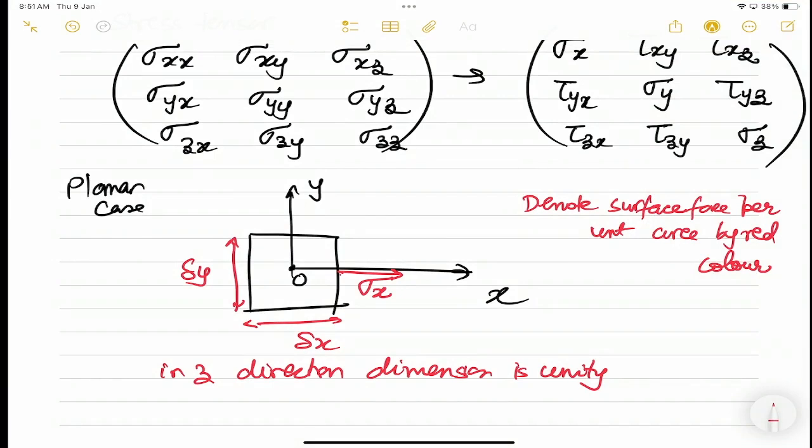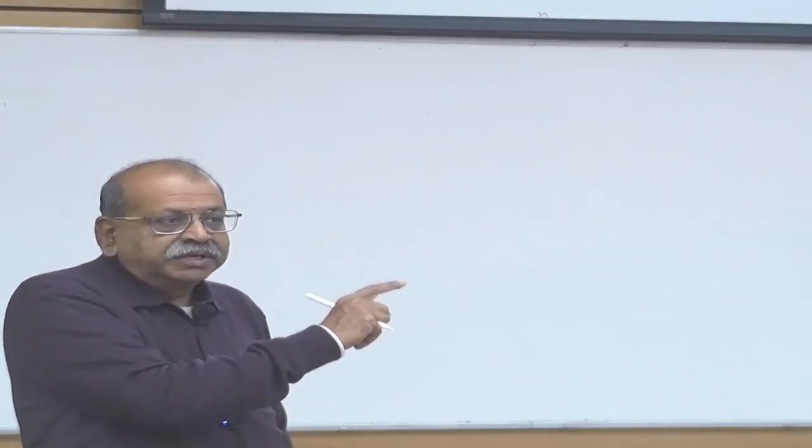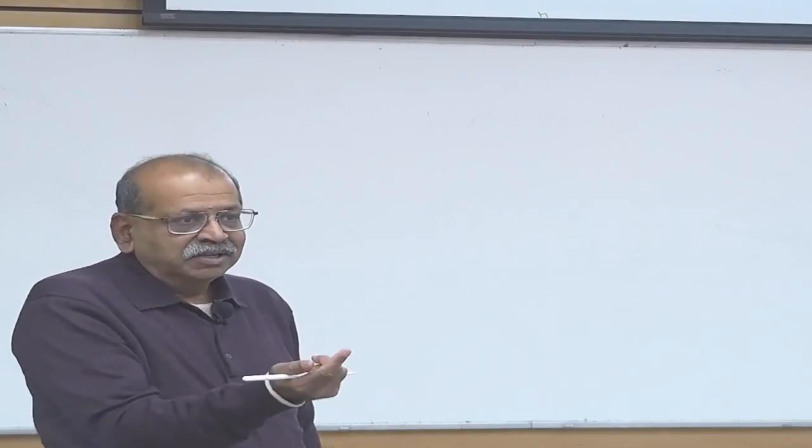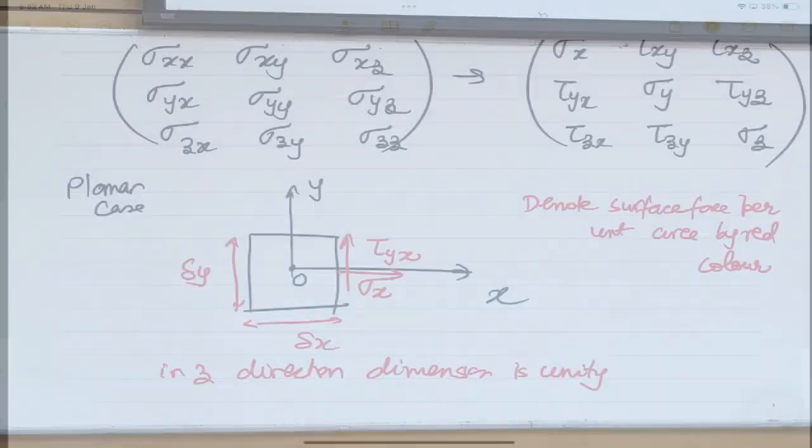Okay? And similarly, the shear stress component on the right face will be given by tau yx. The force is in the y direction, that's the first index. X is the direction of the area. So this is tau yx, and when we multiply it by delta y, to find the y force on this face, it will be tau yx multiplied by delta y. So these are the stress components.